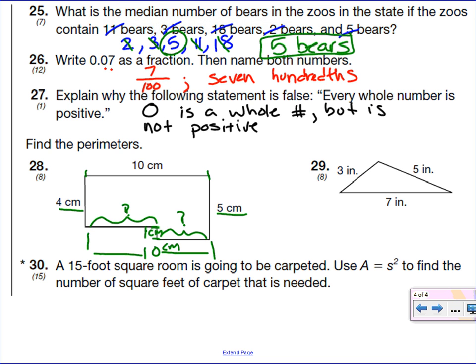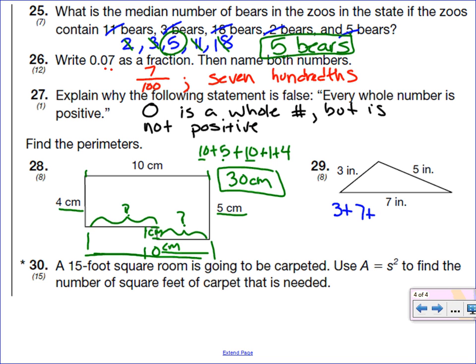So to find the perimeter, we do 10 plus 5 plus 10 for this whole side, plus 1 for that little blip, plus 4. So 10 and 10 is 20, 25, 30 centimeters. And then we have 3 plus 7 plus 5. 3 and 7 is 10, plus 5 is 15 inches. For perimeter, you just take the units they show you.